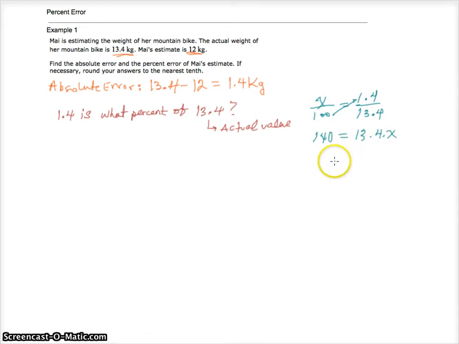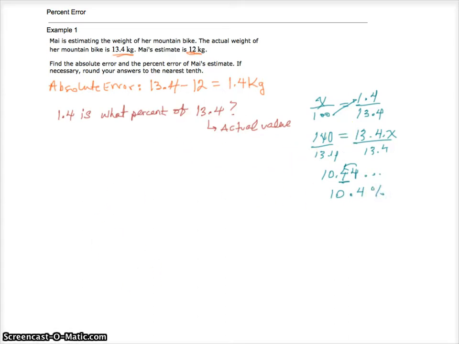And now I need to divide here. So I'm going to divide both sides by 13.4. I'm going to use my handy dandy calculator. 140 divided by 13.4 equals 10.44. There's some numbers after that, but we only need to round to the nearest tenth, which is right here. So the 4 doesn't round up the 4, so it's just 10.4% is my percent error.